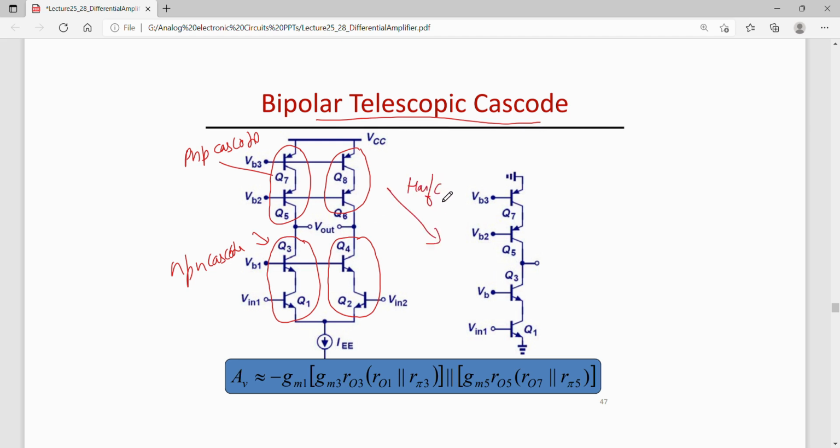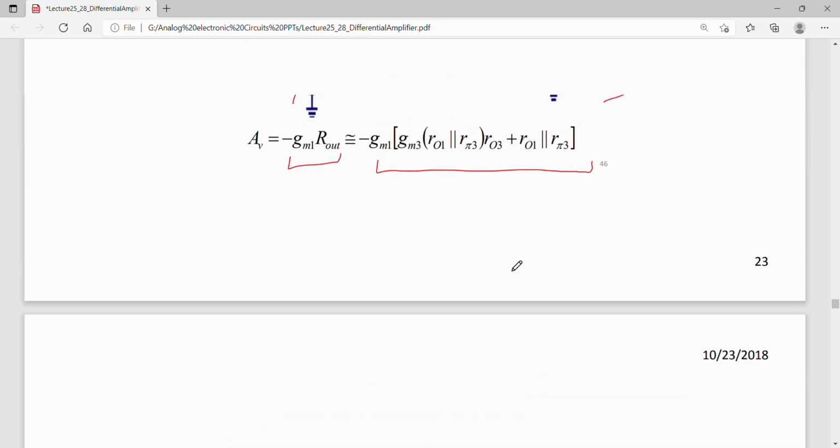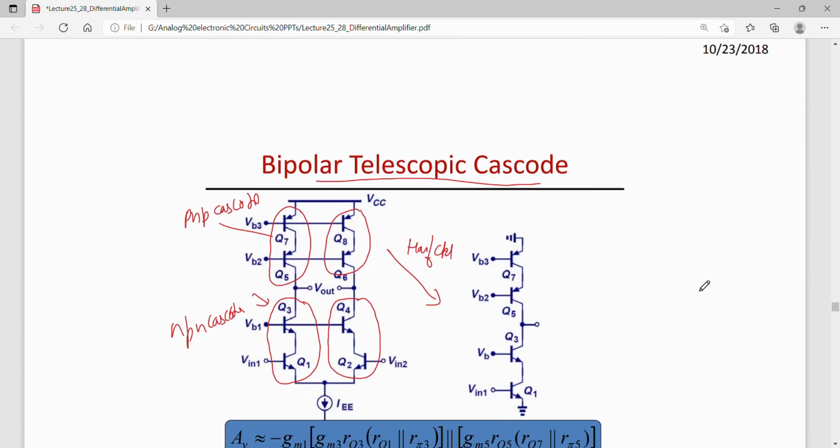So this is my half circuit over here. Okay. Now for this half circuit, I can find out the gain, right? So that would be actually the gain of this NPN cascode, which we have found earlier, which is minus GM1 times R out. Okay. So R out, that is looking into this point, which is equal to R looking up and R looking down here, right? So let us say this is R out of P cascode, and this is R out of N cascode. Okay.